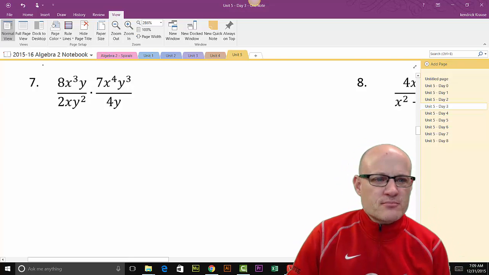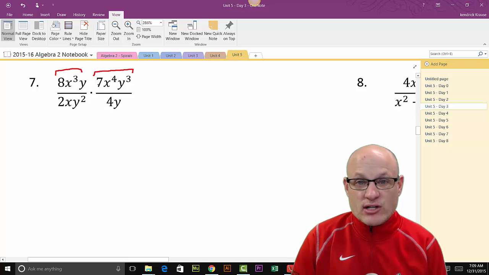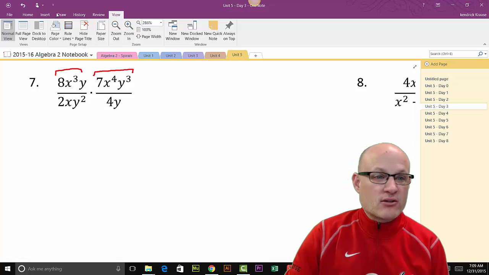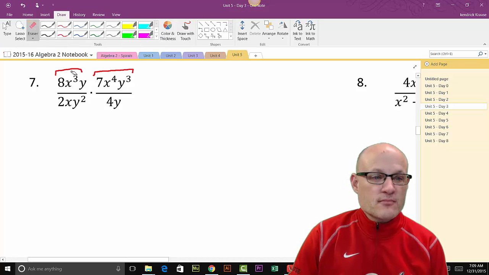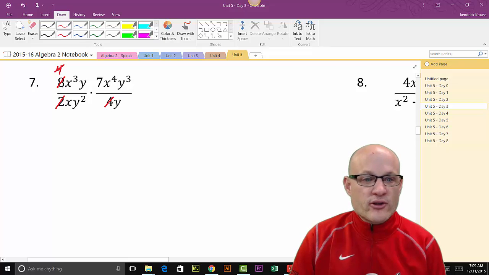Since there is no adding and subtracting, this is all multiplication, being multiplied by something, with some division here, I can just start dividing out common factors. I can start canceling stuff out. So let's do that. Let's start with the numbers. 2 goes into 8 4 times. This 4 cancels with this 4. Okay, so the numbers are done.